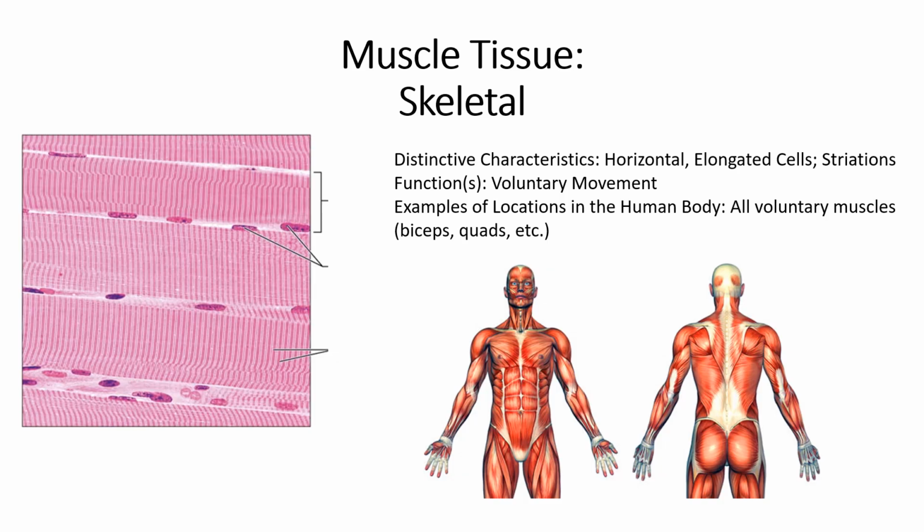All right. So skeletal muscle, again, look for the elongated horizontal cells with the striations. Function, voluntary movement, right? We can voluntarily control our biceps, our triceps, quads, hamstrings. We consciously control how we're moving our arms or legs. So where you find skeletal muscle tissue in the body, anywhere you have voluntary muscles. So arms, legs, your ab muscles, your back muscles, anything that we can consciously control when the muscle functions and moves things.